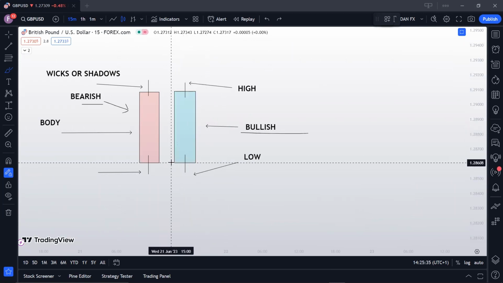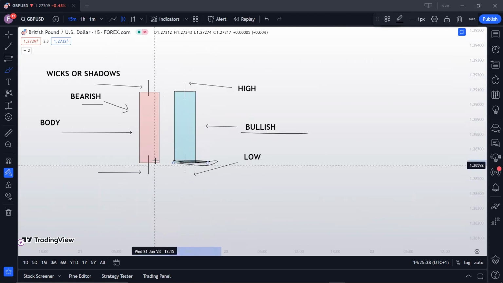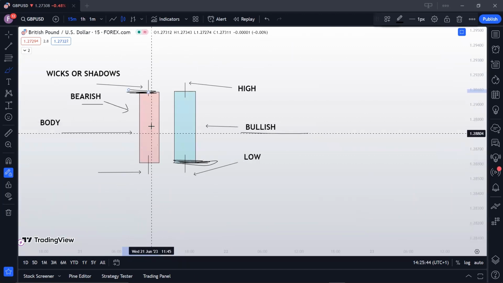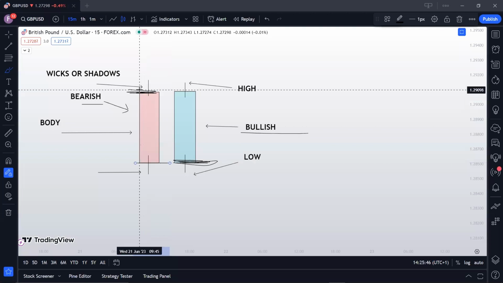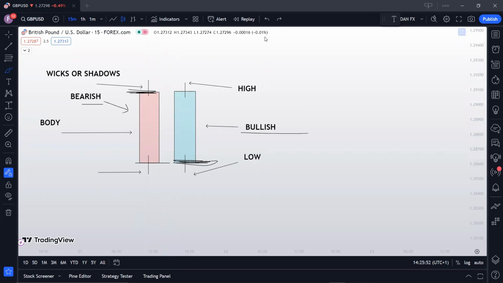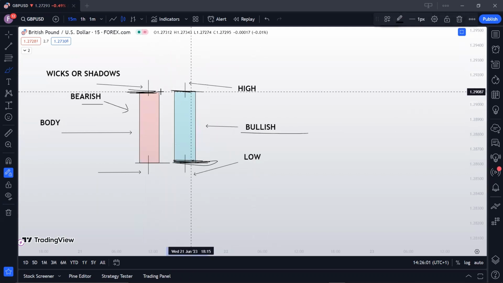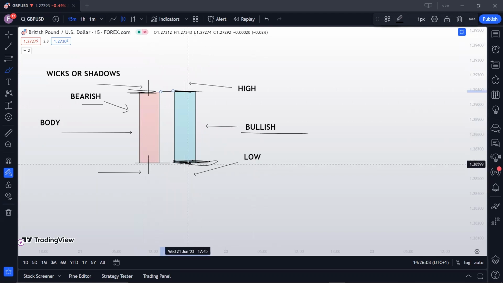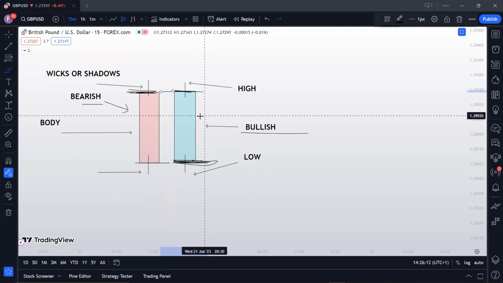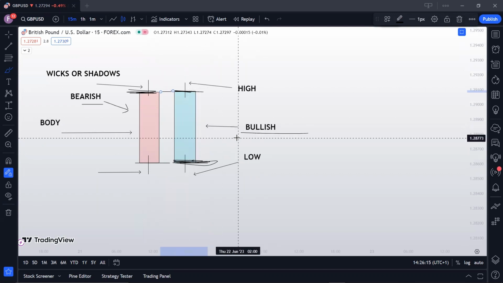The bullish candle opens down here, and the bearish candle opens up here. Why? For this body to form, price went from down here all the way up here like this. So this bullish candle opened all the way down here, went all the way up here, and closed up here. This signifies that there was an increase in price from this area to this area up here, and price then closed up there. That's why the color of this candle is blue, signifying bullish, that the market went up.